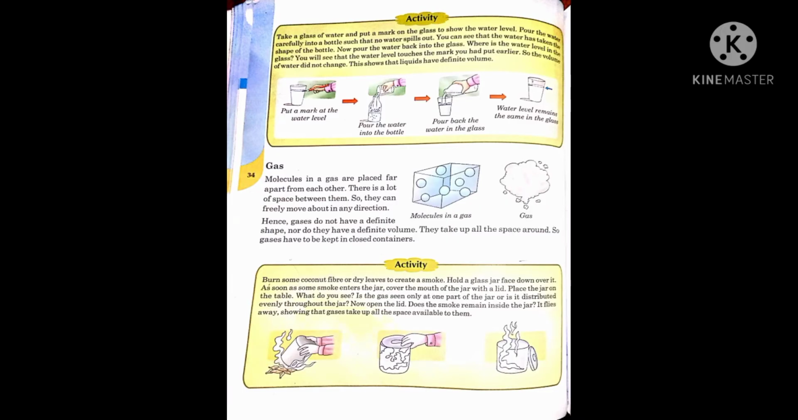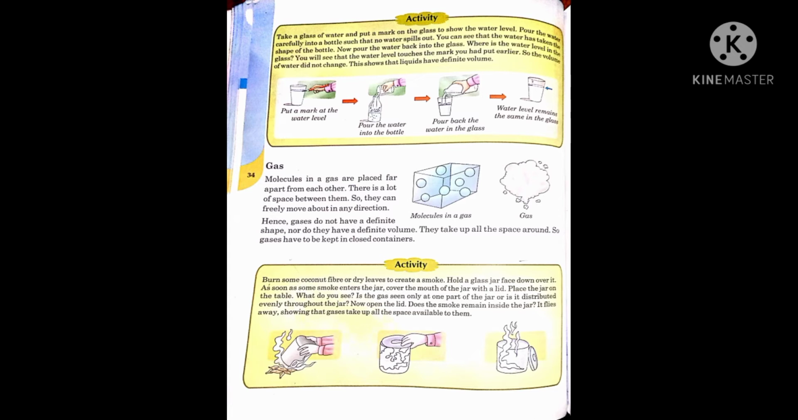Students, here is an activity. What you have to do. First step, you will take a glass of water and put a mark on the glass to show the water level. In the second step, pour the water into the bottle. In the third step, pour back the water in the glass, and in the fourth step you will observe that water level remains the same in the glass. Our activity is complete. Now come to the next topic, gas.